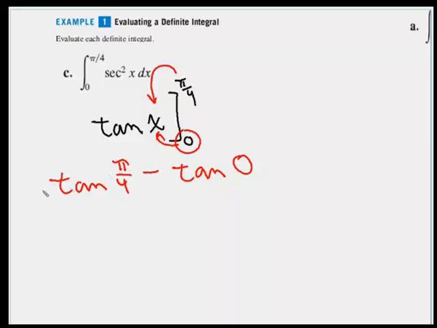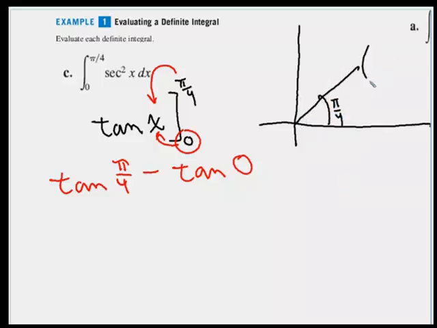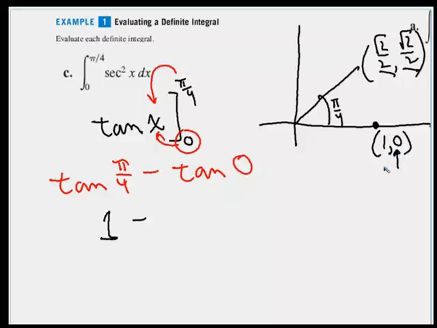All right, what is the tan of 1/4 pi? You could do it on your calculator, but if you're on the part of the AP test that does not allow calculators, we have 1/4 pi is our angle. Our cosine value is root 2 over 2. Our sine value is root 2 over 2. Tan is sine divided by cosine, or 1. Minus the tangent of 0. Down here would be 0. This is 1, 0. And tangent is sine 0 divided by cosine 1, or 0. 1 minus 0 is, of course, 1.